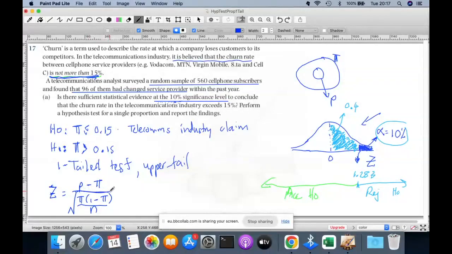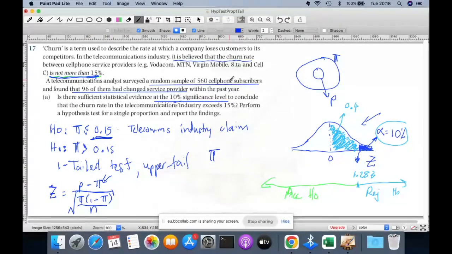All right, and you have all the values you need to plug into this equation. I'll explain that to you now. Pi is what you're going to use from your hypothesis, in other words, 0.15. Whatever you state in your hypothesis, that's what you're going to use in here. For P, that's what you got from your sample.